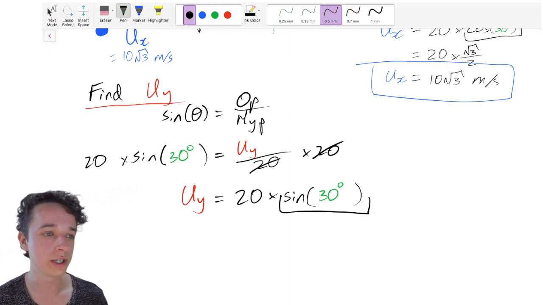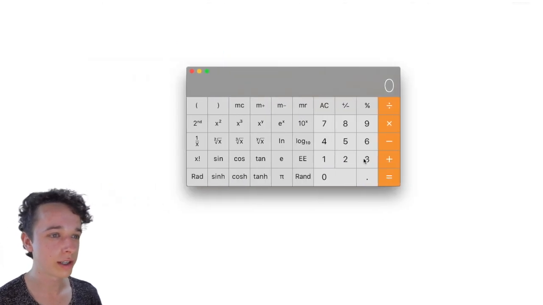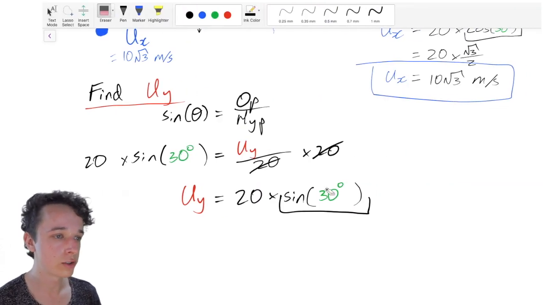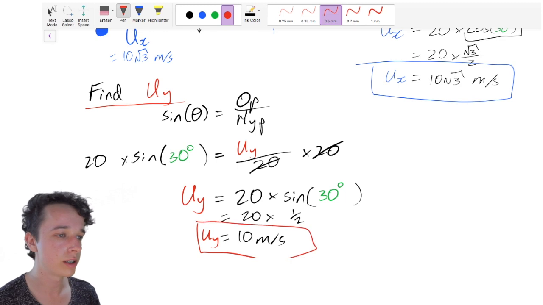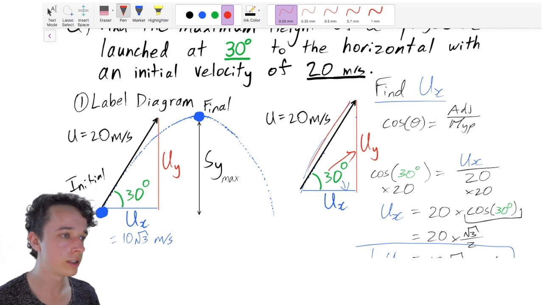Sine of 30 degrees is also an exact value. I don't remember what it is, so I go to my calculator, I put in sine of 30. Okay, that's nice. It's a half. So sine of 30 degrees is a half, and 20 multiplied by a half is 10. So now we know that uy is equal to 10 meters per second. And I'll just write that back up here. uy is equal to 10 meters per second.